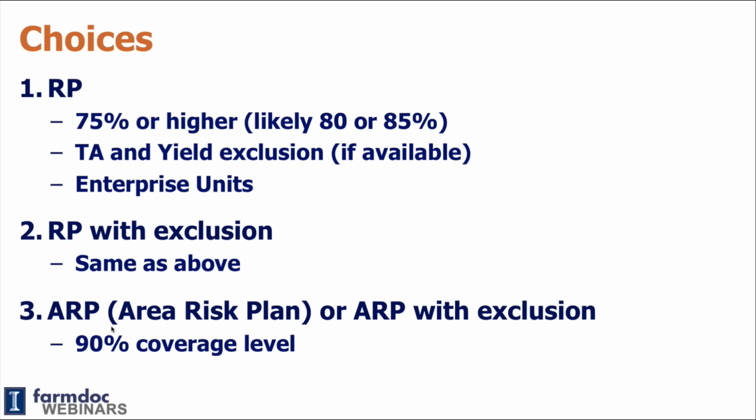ARP is the county level product. Over time, this will pay out more than it will pay in, more than the other products. The downside is that it has a higher premium than the two products mentioned before. It's also based on county yields rather than farm yields, and it doesn't have any pre-plant or preventive planting provisions.